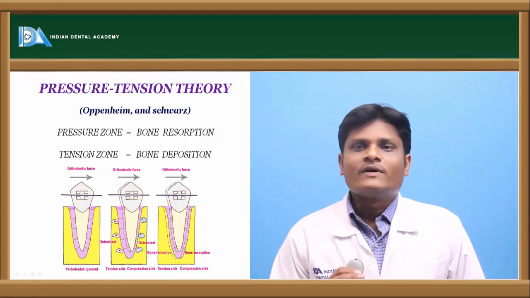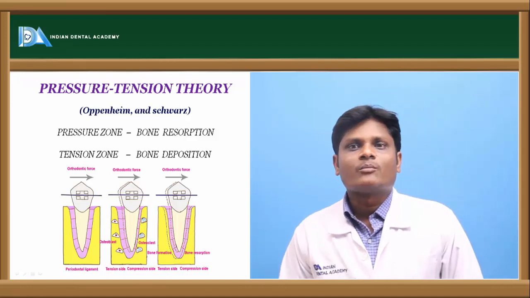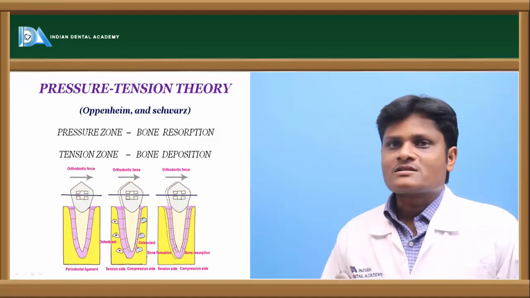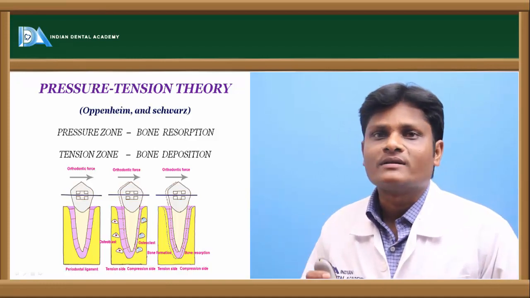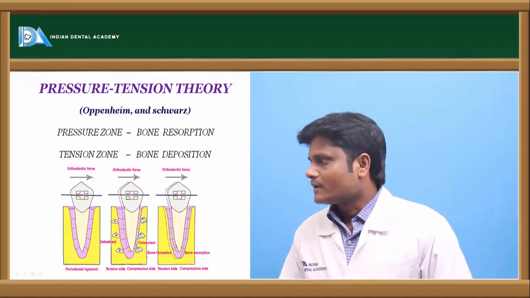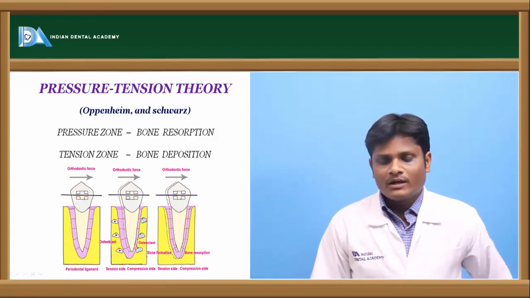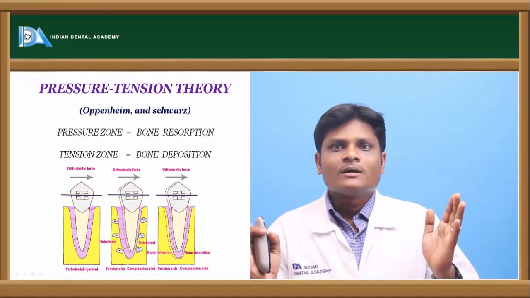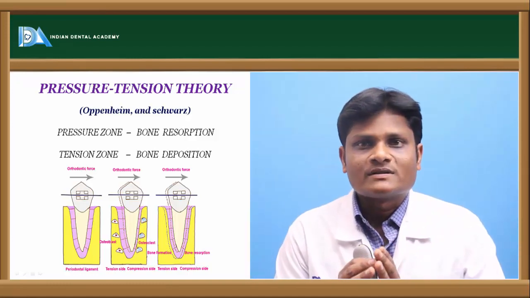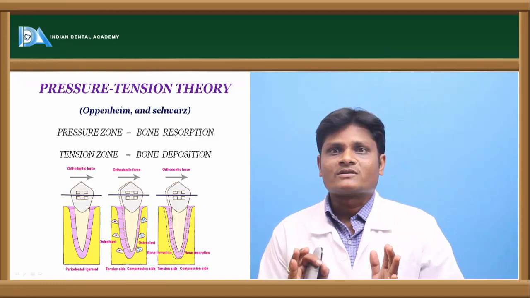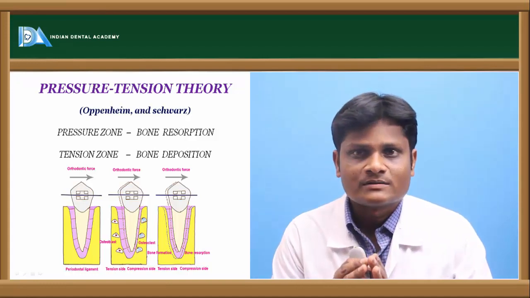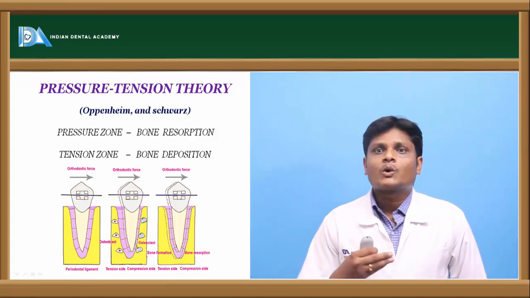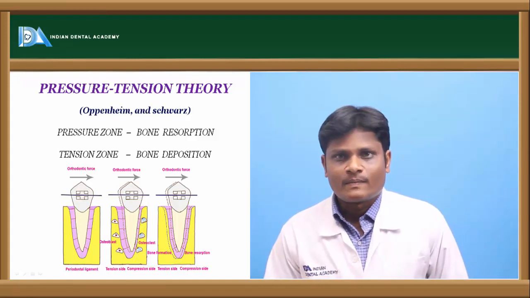Always remember, whenever there is a pressure laid on the bone, it will undergo resorption, whereas when a bone is subject to tension, a new bone will be formed in the region of tension. Similarly, in this aspect, whenever there is a pressure concentrated in the periodontal ligament, there will be a narrowing of the blood vessels. It's not complete obliteration, it's a narrowing of the blood vessels.